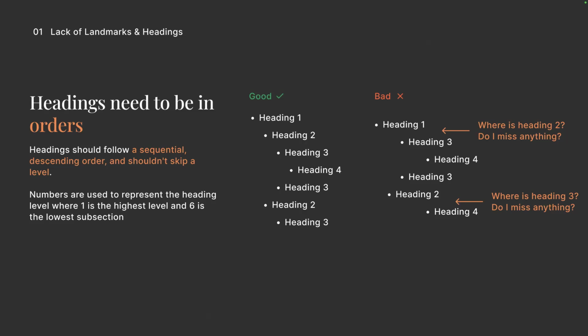So for example, if you have a heading 1, then it should be followed by heading 2, and then heading 3. Skipping a level, jumping from heading 1 directly to heading 3 without a heading 2, can confuse the user, because they assume heading 1 must be followed by heading 2. They will be like, where's heading 2? Did I miss anything? And if we jump directly from heading 2 to heading 4, they will just be like, where's my heading 3? So maintaining this order ensures that the content structure is clear so users can easily understand the hierarchy of information on this page.